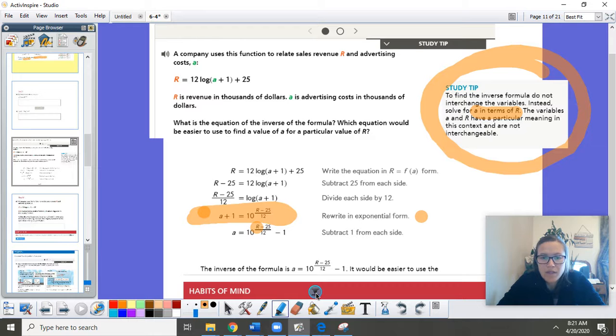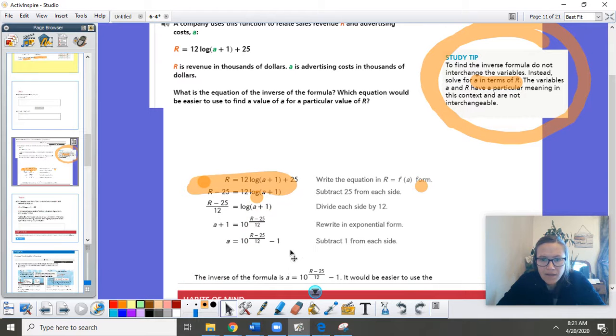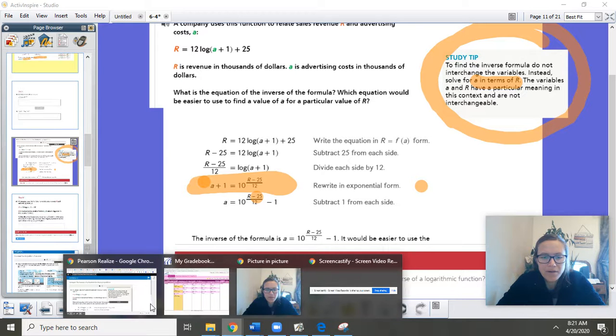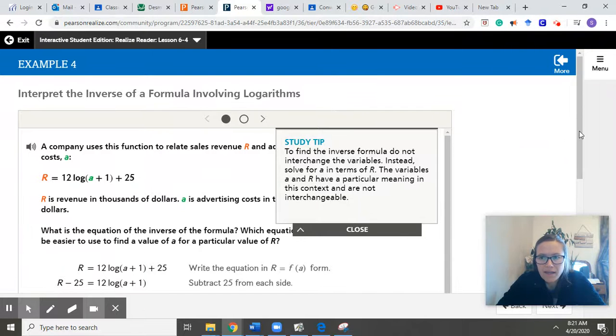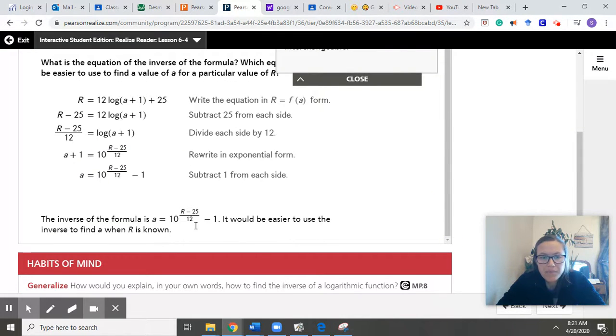And so the inverse of this formula then, let me see if I can rearrange just a little bit. And so hopefully you're using this interactive, but it would be easier to use the inverse when R is known. So when we know the independent variable, it would be way easier to use the inverse function.